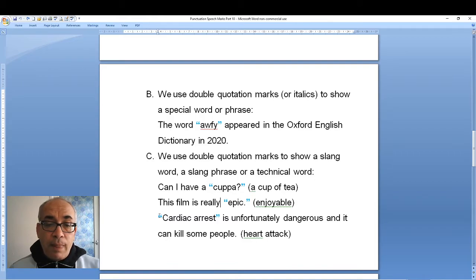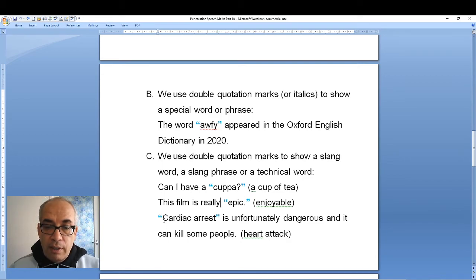Okay, very good. "Cardiac arrest" is a technical word. It means only doctors use this word. In every subject or discipline of knowledge, we use technical words. It means only the specialists use these words. So in medicine, in biology, in teaching, in economics, in all subjects, people use special words. If words are special or technical, what do we do? We use double quotation marks.